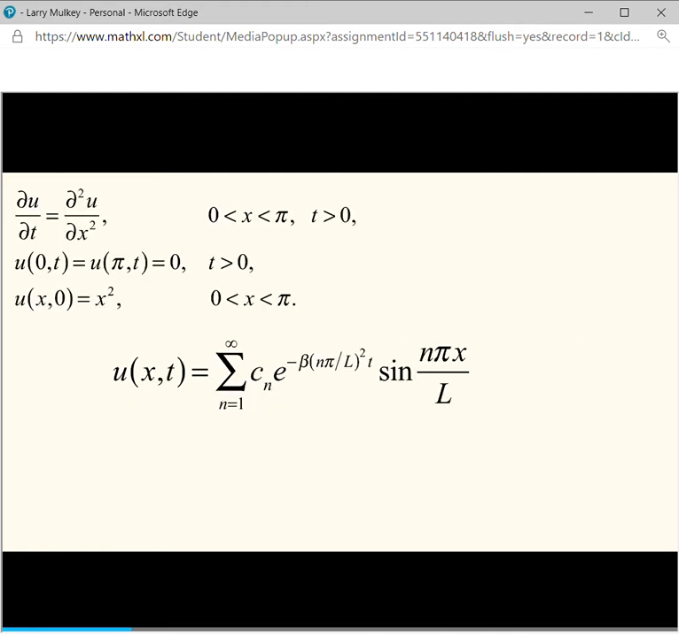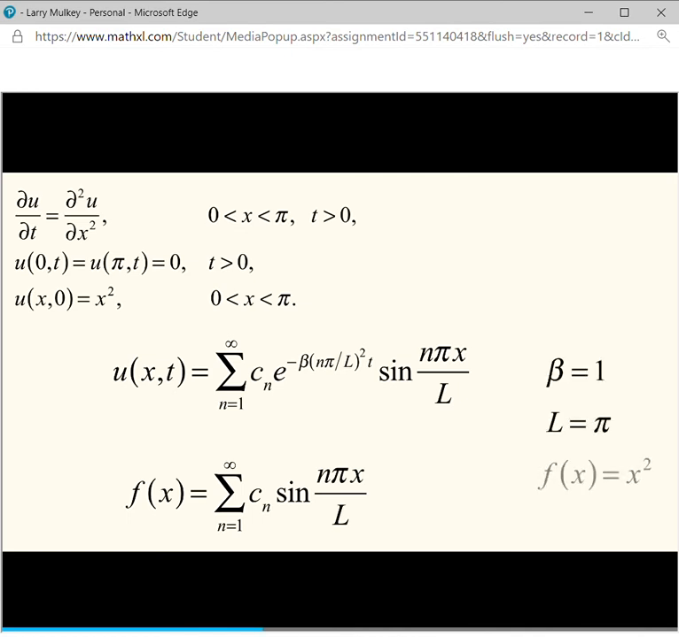The solution is given in the text. u(x, t) equals the sum from n equals 1 to infinity of c_n e to the negative beta times the quantity n pi divided by L, all squared, times t, times sine of n pi x over L. And f(x) equals the sum from n equals 1 to infinity of c_n sine of n pi x over L. Therefore, we identify that beta is equal to 1, L is equal to pi, and f(x) equals x squared.